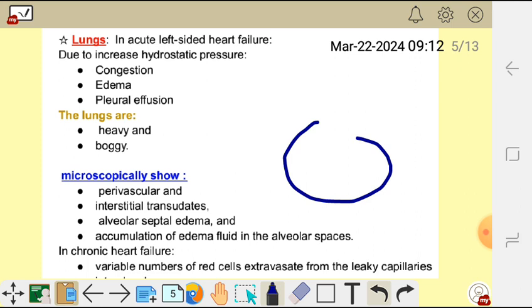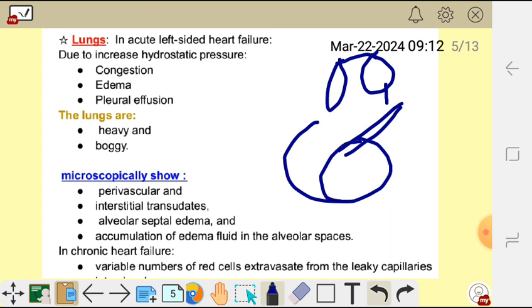We know that the heart receives blood from the lungs. So if we have heart failure, left-sided heart failure, that blood will start flowing back into the lungs. That will cause an increase in the hydrostatic pressure, and that increase in the hydrostatic pressure will lead to congestion. And then congestion in most cases will cause edema.